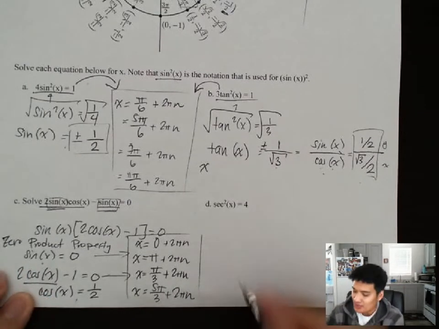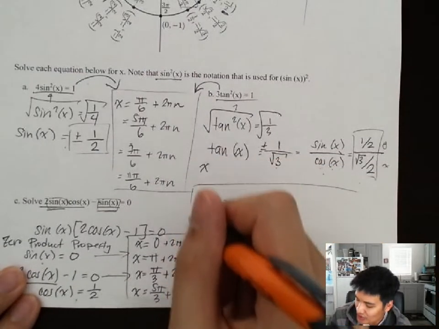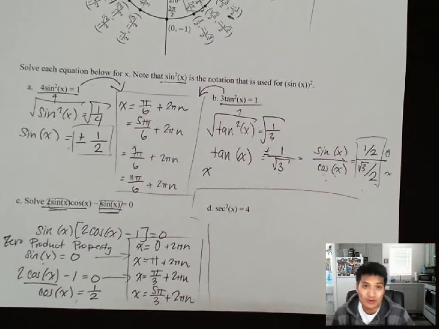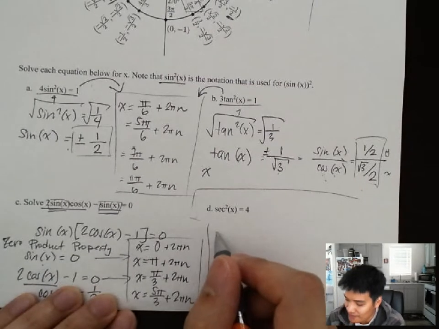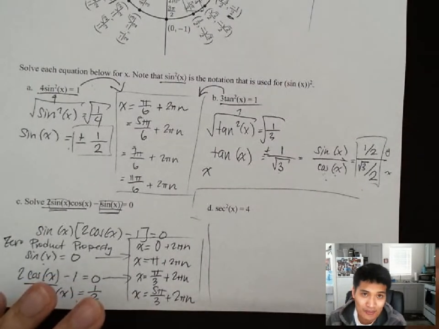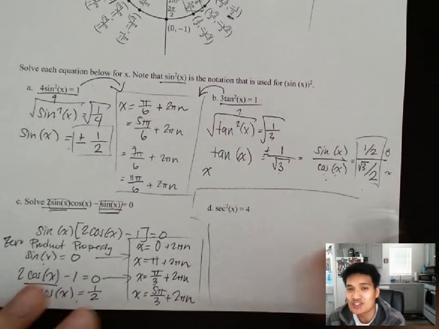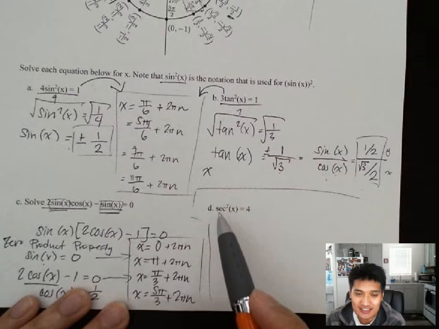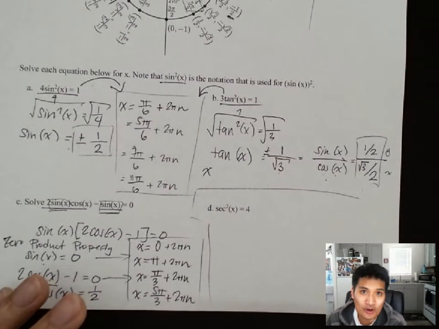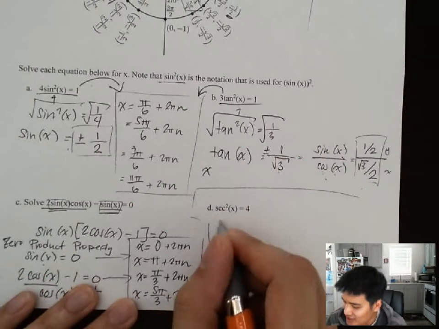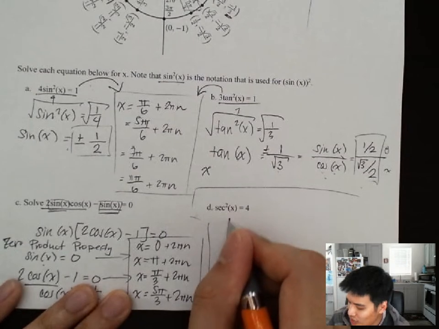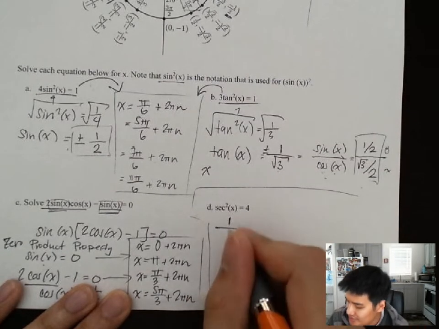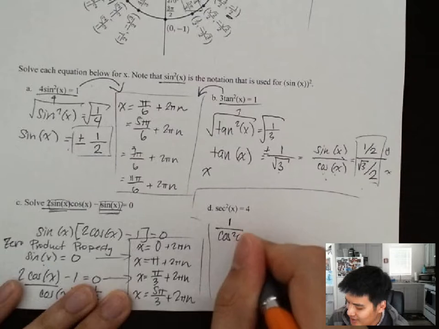So the very last one here involves a reciprocal function. So we will want to go about it the same way. One thing we can do is try to get it to a form that we are familiar with. Secant is the reciprocal of cosine. So what I can do is rewrite this as 1 over cosine squared x.